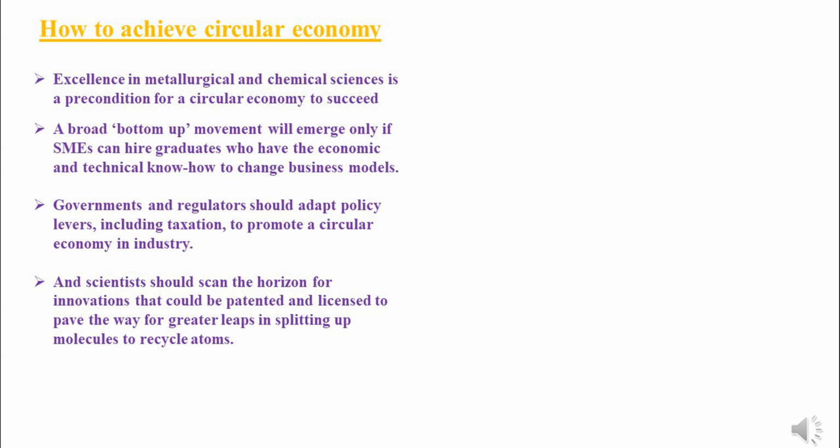And then scientists, the role of scientists is also very important. They should scan the horizon for innovations that could be patented and licensed to pave the way for greater leaps in splitting up of molecules to recycle atoms. Basically, we need to know to work at the size of atoms and molecular level, then only you can retrieve a material. Just for an example, let's say a mobile phone, or let's say a bicycle.